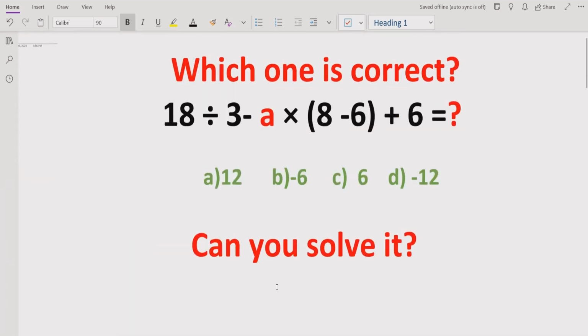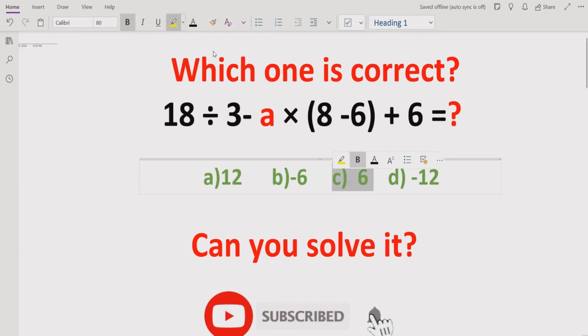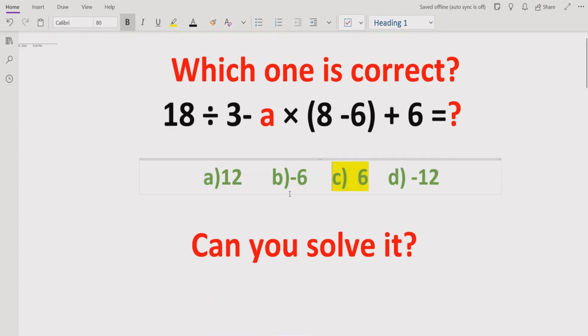I hope you understand how you can solve and find the value of a. In the answer list, if you see, the answer is C, which is 6. So I hope you understand.